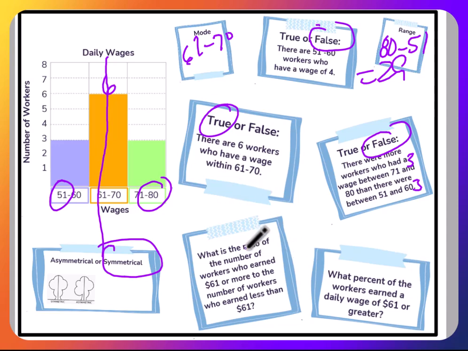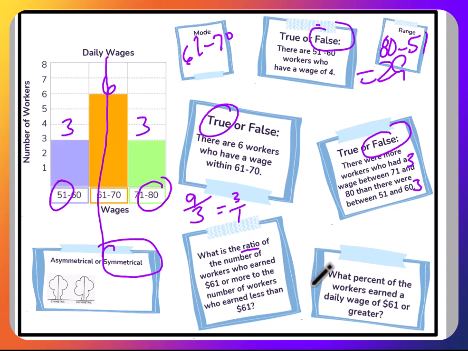What is the ratio of the number of workers who earn 61 or more to the number of workers who earn less than 61? Remember, a ratio is a comparison of two numbers. We can write it in fraction form. Okay, how many earn 61 or more? Well, here's the 61 or more. That means the 61 to 70 and the 71 to 80. So 6 plus 3 would be 9. And then the workers who earn less than 61 would be the 51 to 60, which is 3. It'd be a 9 to 3 ratio. Simplify. Remember, we simplify just like we do with fractions, and we're going to get a 3 to 1 ratio.